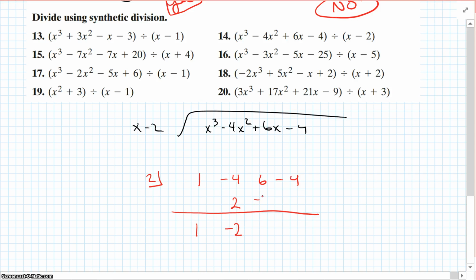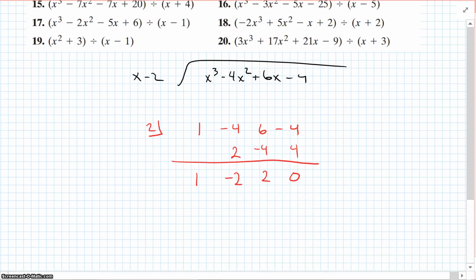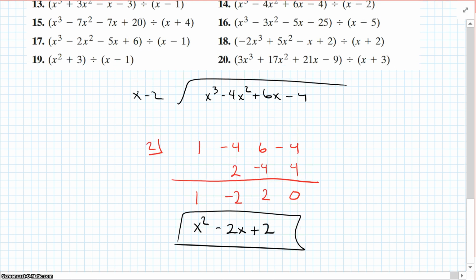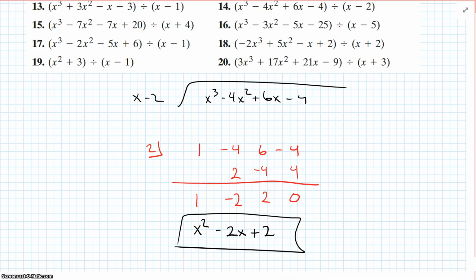2 times -2 is -4. You add those up. You get 2. 2 times 2 is 4. You get 0. Okay, so the coefficients you have below the line right here, so we're all on the same page, now becomes a second degree polynomial. The first one was third degree, now it's second degree. So it becomes x squared minus 2x plus 2. Since there's no remainder, that's what we've got, and x minus 2 is a factor of that cubic polynomial.